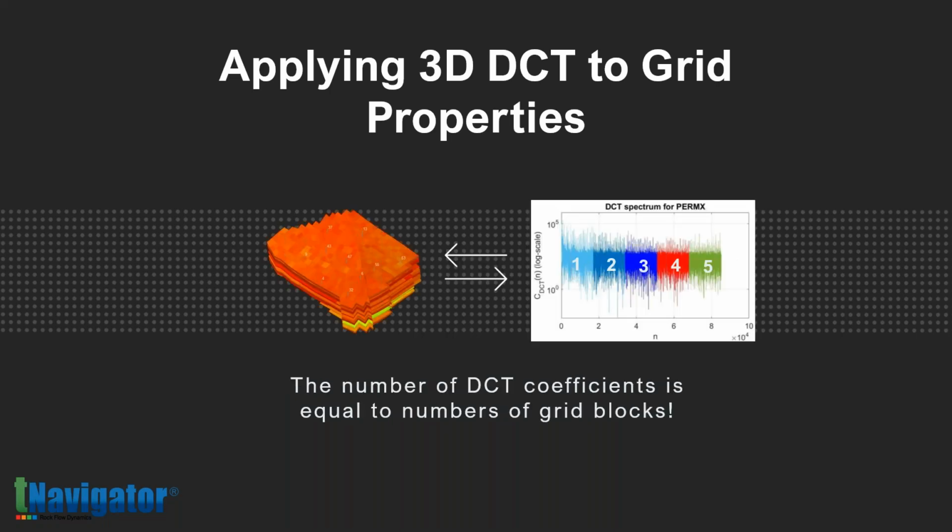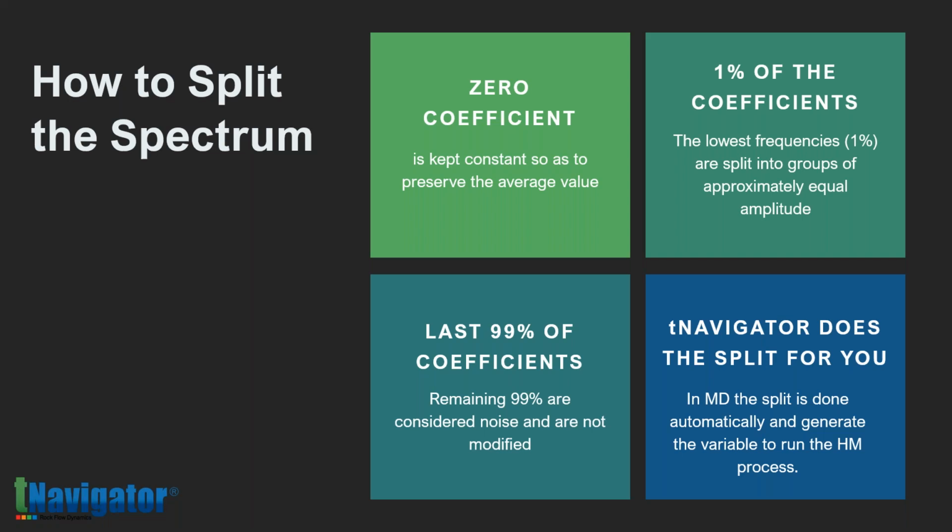So for this, we have to define how many grid blocks we want to use. We need to resolve the problem in a way to have less variance. So we group the coefficients related to the frequency. This is what is called splitting the spectrum. We split the spectrum first with the zero coefficients to preserve the average value.